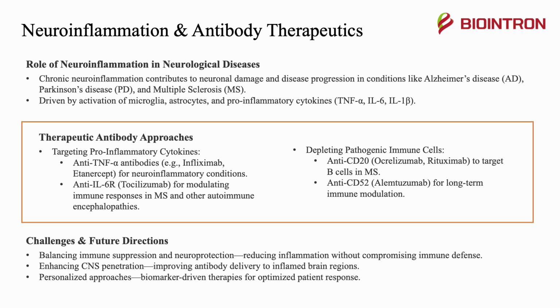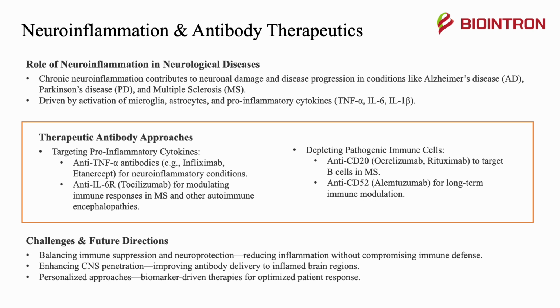Chronic neuroinflammation contributes to neuronal damage and disease progression in conditions like Alzheimer's, Parkinson's, and multiple sclerosis. It is driven by activation of microglia, astrocytes, and pro-inflammatory cytokines. Therapeutic antibody approaches include targeting pro-inflammatory cytokines with anti-TNF-alpha antibodies or anti-IL-6R antibodies, or by depleting pathogenic immune cells with anti-CD20 antibodies or anti-CD52 antibodies, for instance.